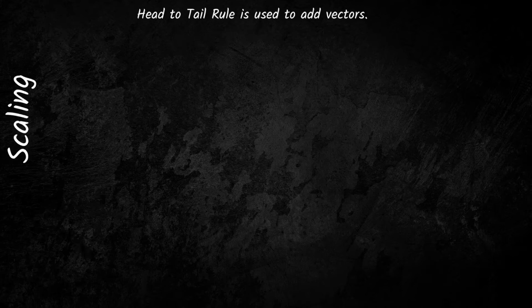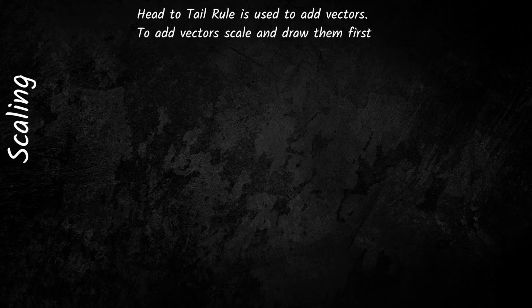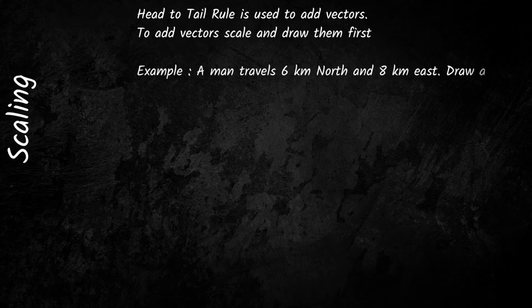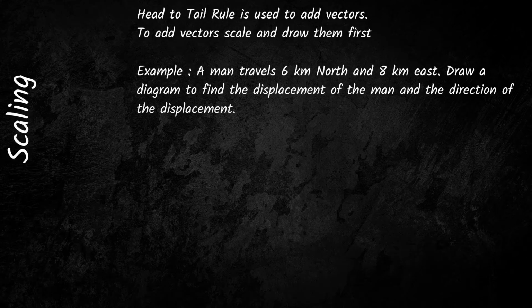To add vectors using the head to tail rule, we need to first scale the vectors and draw them. Alright, so let's take a look at an example question. A man travels 6 kilometers north and 8 kilometers east. Draw a diagram to find the displacement of the man and direction of the displacement.